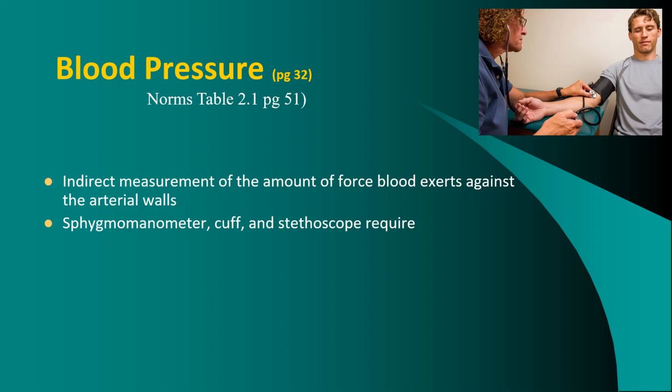Blood pressure, as shown in the picture, is taken manually with a sphygmomanometer, which is the dial thingy, and the cuff, and there are different cuffs based on size. They make an extra large one for people that have larger arms, and a smaller one for people that have smaller arms. So you want to make sure you use the appropriate cuff. There's one for children as well. It needs to be used if you're working with children.